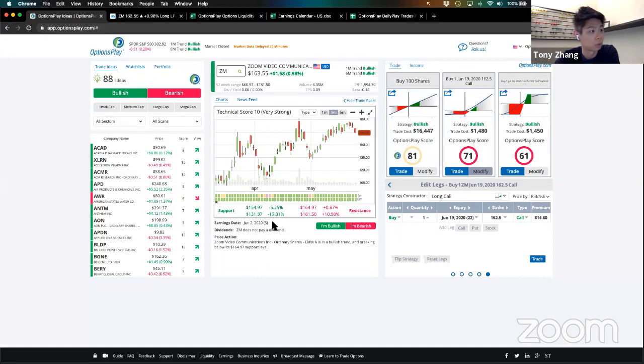So here it reports earnings on June 2nd. I buy a June 19th, which is the monthly option, and usually with something like this, I would buy the first out of the money option, maybe the 165.